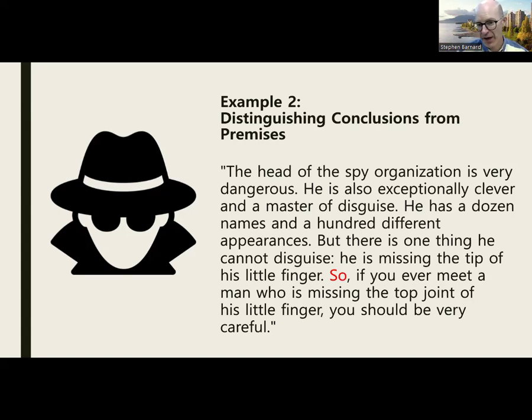So if you ever meet a man who is missing the top finger or the top joint of his little finger, you should be very careful. Okay, that's the conclusion. If you meet the man who's missing the top joint of his little finger, you should be very careful. Why? Well, that's explained in the first half. This person is the head of a spy organization. He is incredibly clever, master of disguise, has 100 names and different appearances. So you should be careful.